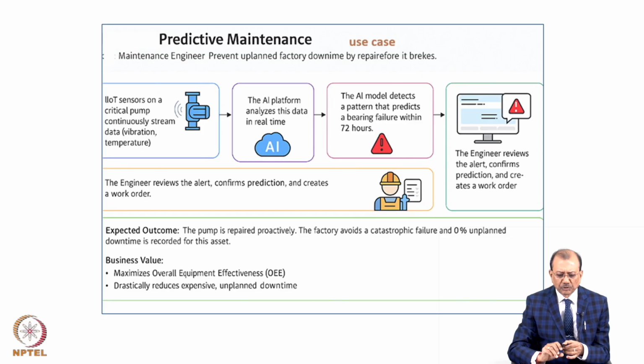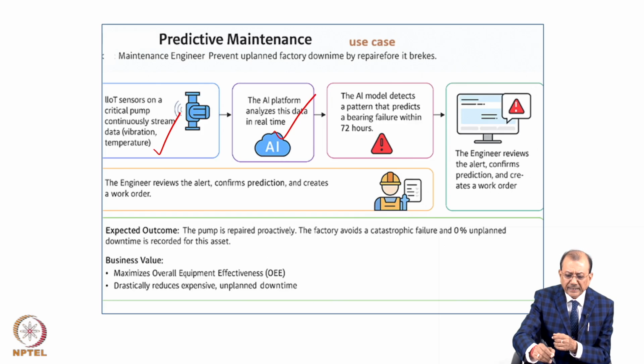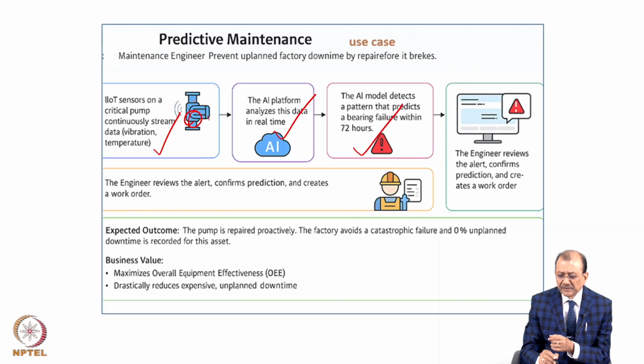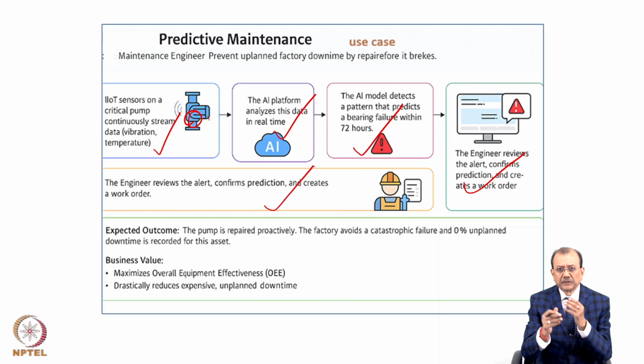Now I have shown this use case in a pictorial form, which you can see here, which we have just described: predictive maintenance, IoT sensors on a critical pump. Suppose this is a pump we are trying to maintain, continuously stream data and it is being analyzed by an AI system. An AI model detects a pattern that predicts a bearing failure in the machine. There is a bearing in the machine, and then the engineer reviews the alert and confirms the prediction, and the necessary action is being taken. So this is a use case.